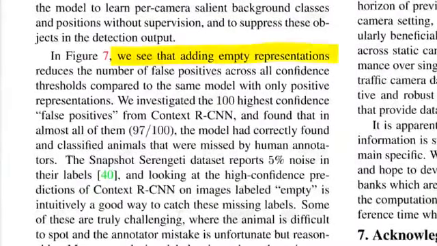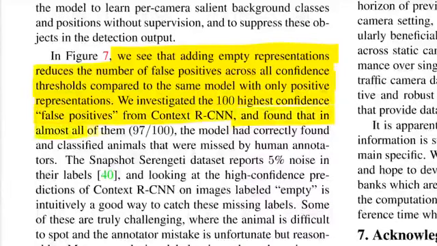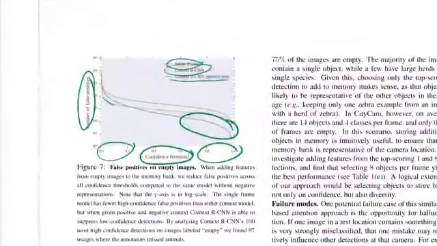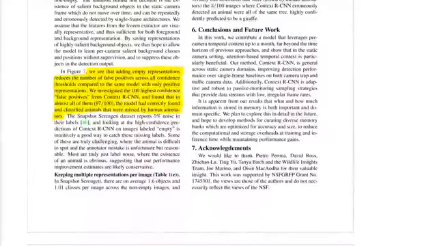And I like the text that they have to this. In figure 7, we can see that adding empty representations reduces the number of false positives across all confidence thresholds compared to the same model with only positive representations. We investigated the 100 highest confidence false positives from context RCNN and found that in almost all of them, in 97 out of 100, the model had correctly found and classified animals that were missed by human annotators. So basically, these graphs are even underestimating how good that model is, because the model appears to be better than the human annotators of the test set. I find that to be pretty impressive.